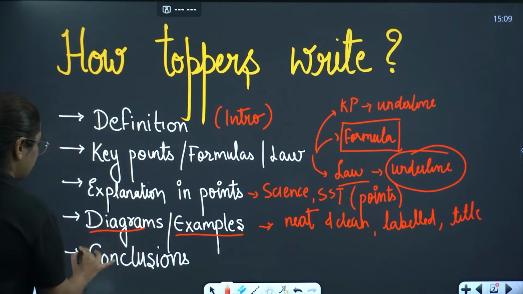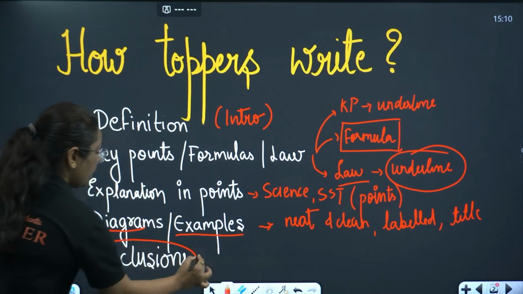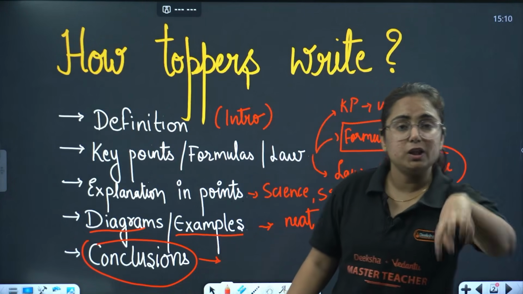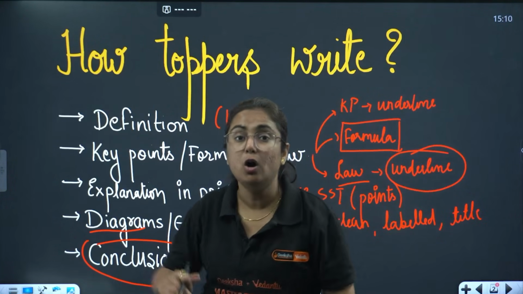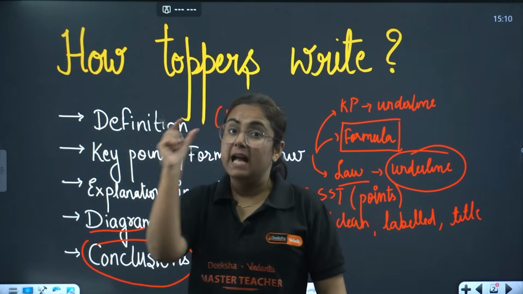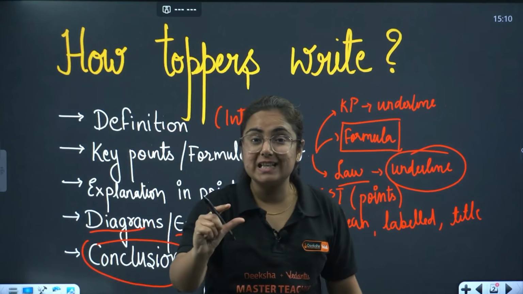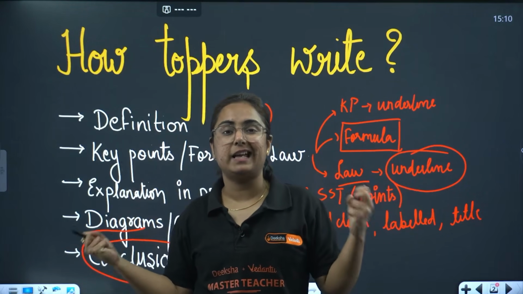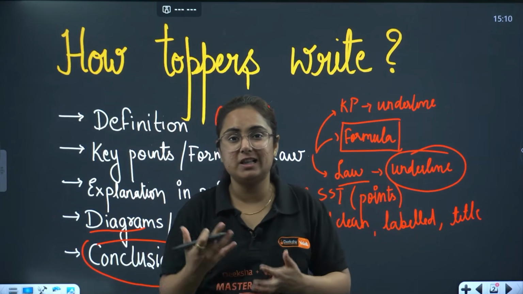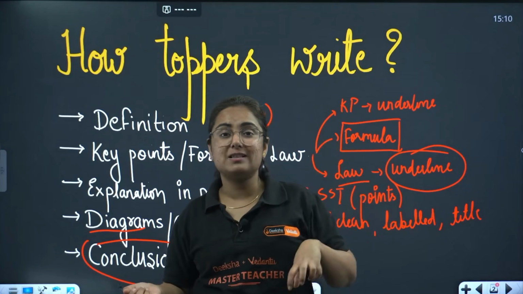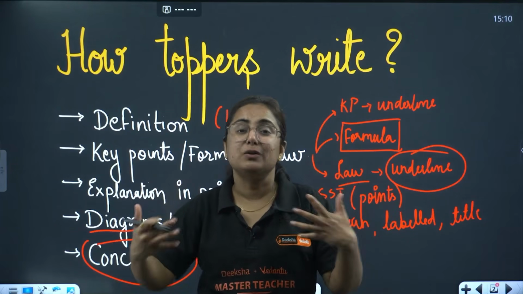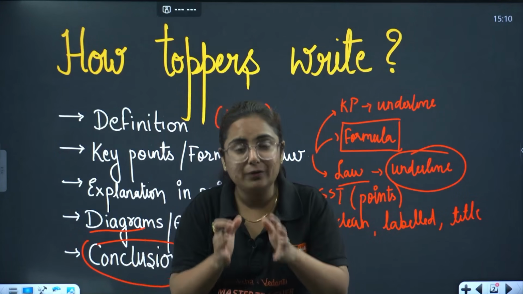And I would suggest that you always end your answer with a conclusion, because in science and SST you always have certain questions where they will ask your opinion. According to your opinion, or whatever they ask, end your answer with a conclusion. In SST, if there is a quote of some person, like Jawaharlal Nehru, who considered dams the temples of modern India, and the question is about dams, end it with that quote. It will enhance your image in front of the examiner. So always write a conclusion.